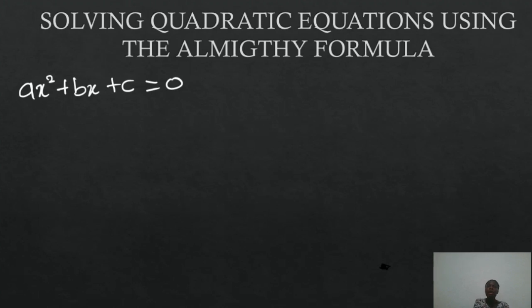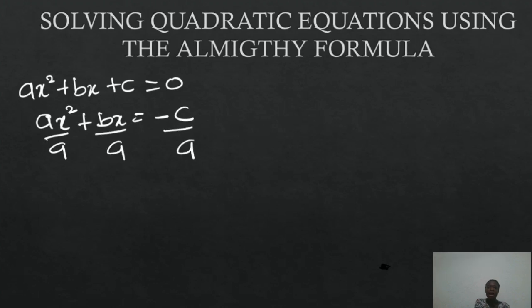So now when applying completing the square here, we are going to send this c to the right hand side. So we end up getting ax squared plus bx is equal to negative c. Now we have to ensure that the coefficient of x squared is 1. So we are going to divide the whole equation by a. So we are going to get this over a, this over a, and this over a. Now a will cancel a. So we end up getting x squared plus b over a x equal to negative c all over a.